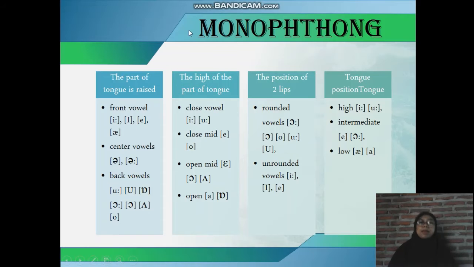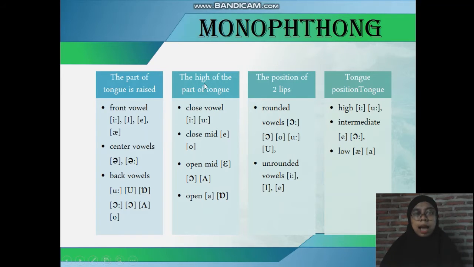And the next is about monophthong. There are four classifications of monophthong. The first is the part of the tongue that is raised. There are three points. First is front vowel, for example, E; center vowel; and back vowels, for example, U.